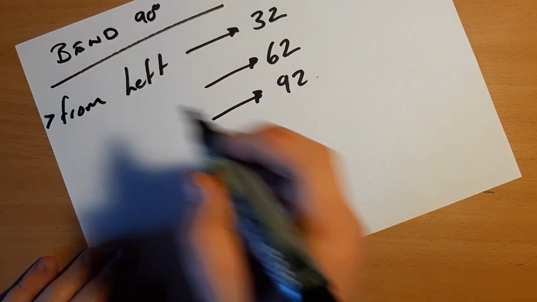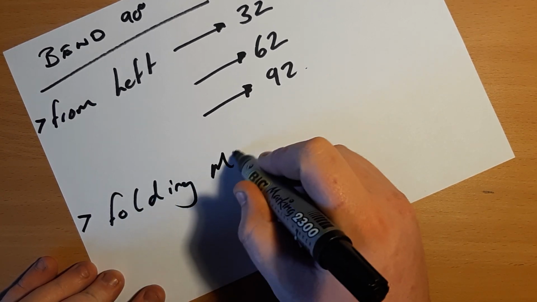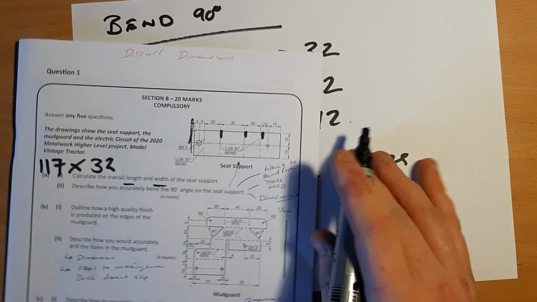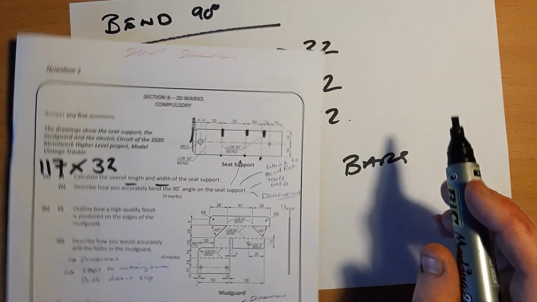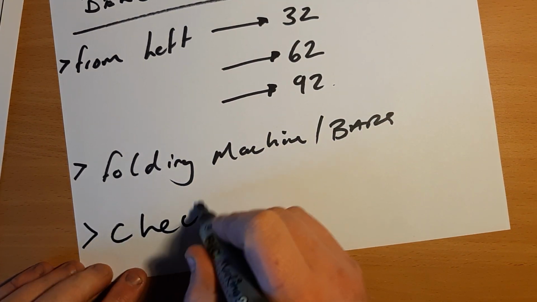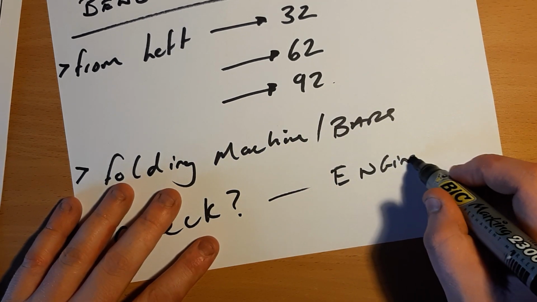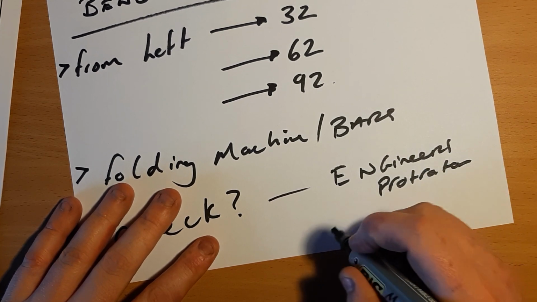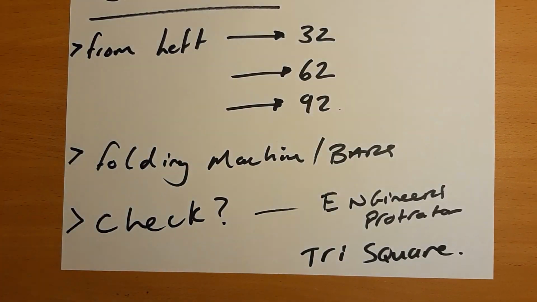Again, how do you actually bend the thing? Now you need to talk about using the folding machine or the folding bars. From memory, this one here and this one here could be bent on the folding machine. This one needs to be the folding bars. So the folding machine or the folding bars. And another thing, how do you check it? We're going to use the engineer's protractor, or since it's 90 degrees, we can use a tri-square. Okay, so straight away, done.